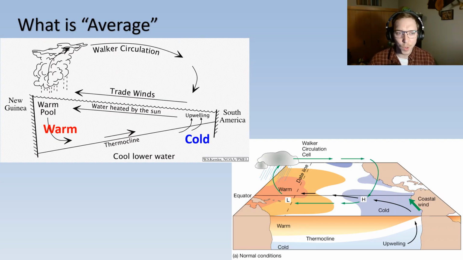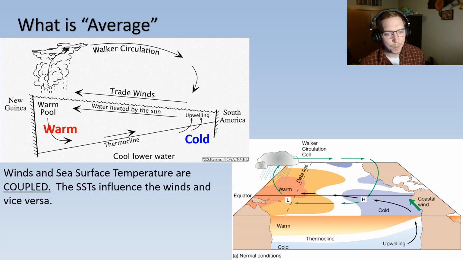So if we look at what is average, we've got normal conditions, and you can see that in the bottom right there. If we look at off the coast of New Guinea, for example, we've got this warmer water pooling, we've got hot air rising, condensing, we've got this Walker circulation leading to our trade winds at the surface. In the oceans, we've got warm air being heated by the sun. We've got this thermocline. So as water is descending, it's cooling a little bit. This thermocline is our colder area. We've got upwelling along the coast of South America. So cool, lower water.